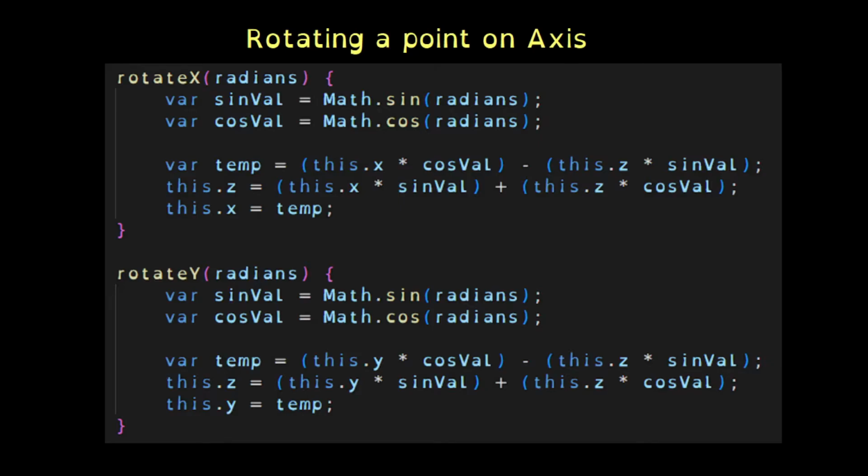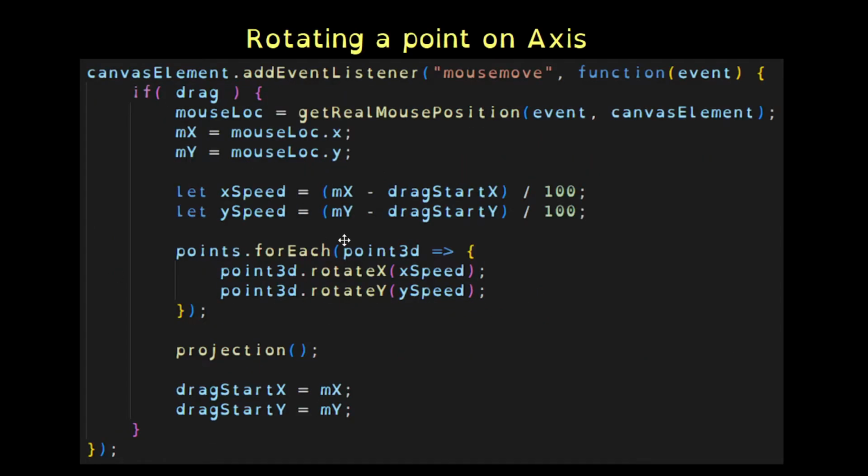Here is the code that ties the dragging of the mouse across the canvas to rotation of the 3D points that are randomly spread across the screen. I calculate an x and y speed, which are basically differences between the current mouse location and where it started dragging, and then every point on the screen is rotated along the x and the y axis. And then I call a function called projection that ultimately projects it all onto the screen, or onto the canvas.